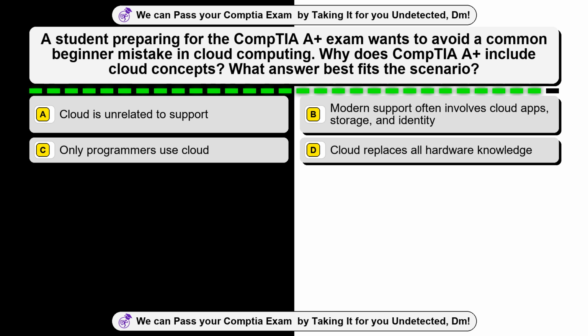Question 25. A student preparing for the CompTIA A+ exam wants to avoid a common beginner mistake in cloud computing. Why does CompTIA A+ include cloud concepts? What answer best fits the scenario? Option A, cloud is unrelated to support. Option B, modern support often involves cloud apps, storage, and identity. Option C, only programmers use cloud. Option D, cloud replaces all hardware knowledge.